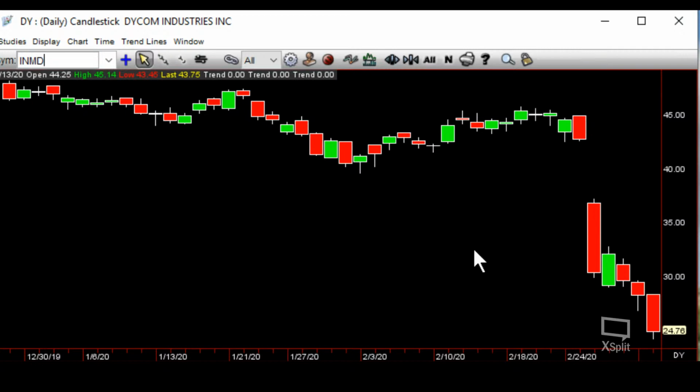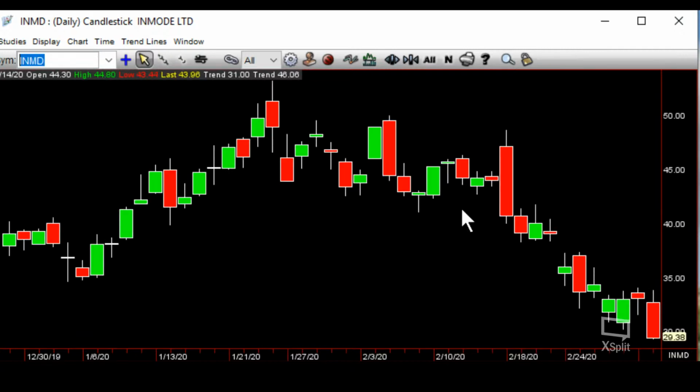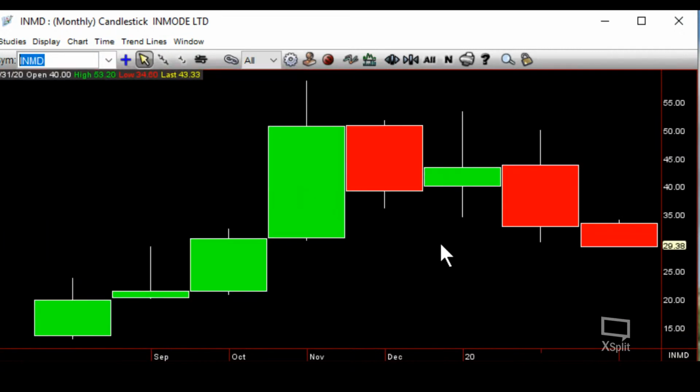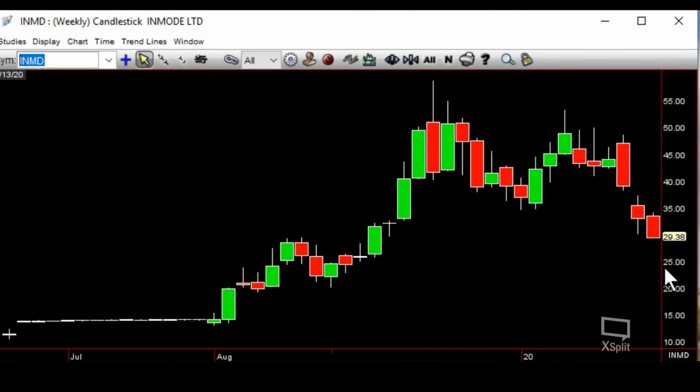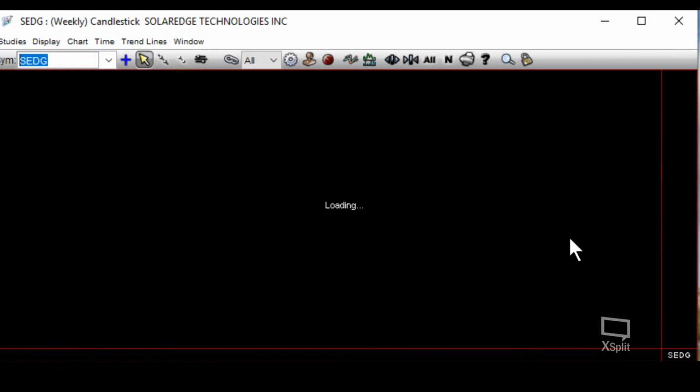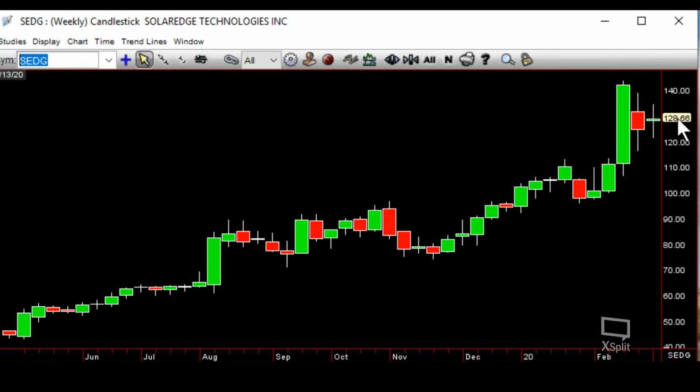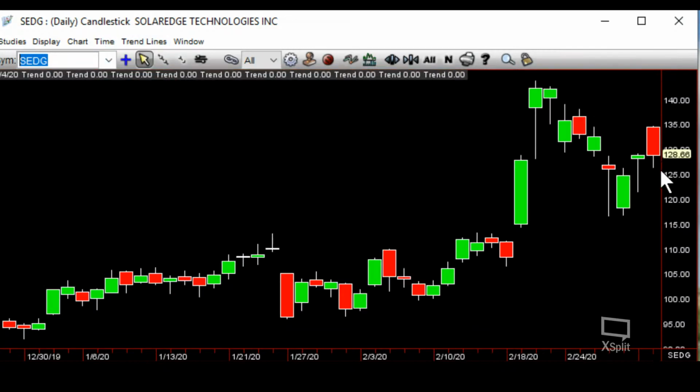INMD going after last month's lows. Weekly taking out last week's lows, so we can stay on that. And if you look, SEDG is interesting here because still inside week and right doji on there for the day, goes up for the potential 2 down. Hasn't taken that out yet, but those weeks will be interesting as time goes on.